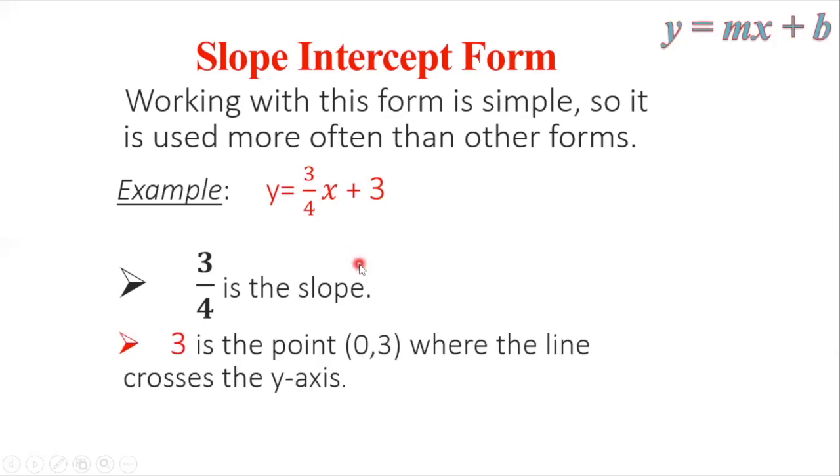And to take it a step further, 3 would be the point, or (0, 3) would be the coordinate where the line crosses the y-axis. So if you graph this line, when you draw the line, this line will cut the y-axis at 3, and that point would be (0, 3). But in today's lesson, we're only really focusing on the slope. And so the slope would be whatever coefficient is on x.